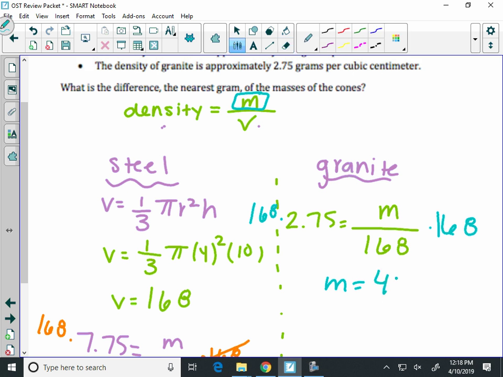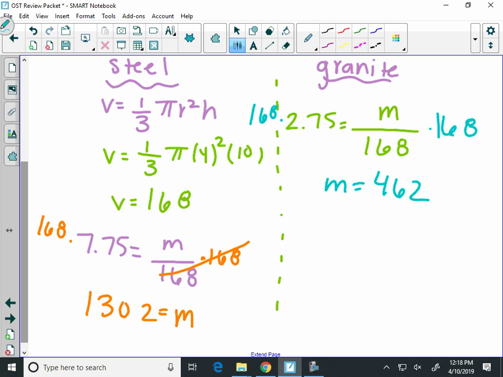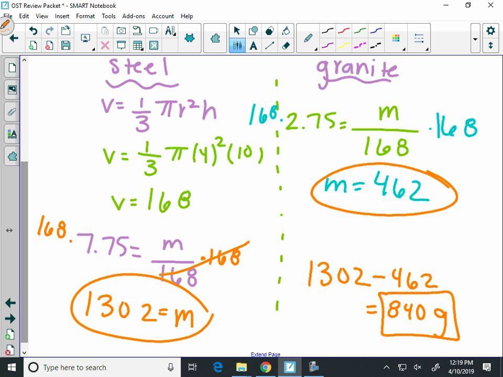We found the masses for both, but what did the question ask? The difference. What does difference mean? Subtract, right? So we're going to take the mass that we got for the steel and subtract the mass that we got for the granite. Always do big minus small when you're trying to find the difference. So we do 1,302 minus 462. What do we get? 840? So the mass would be 840 grams. That's the difference between the masses of the two cones.